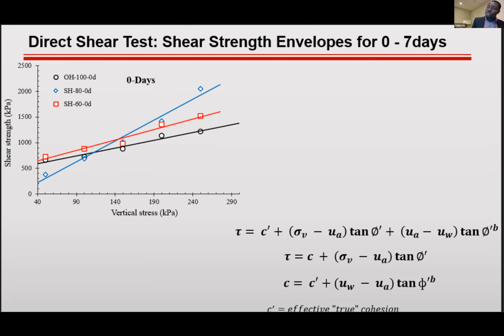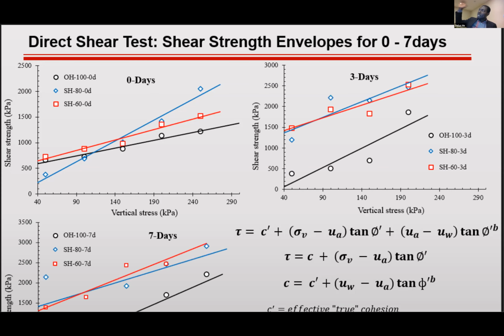The 80 seems to show the highest friction angle compared to the 60 and then 100. But the most interesting thing is when you look at the sequential hydration sample, you can see on the 3 days, 7 days, the strength is quite significant compared to the optimum moisture content.